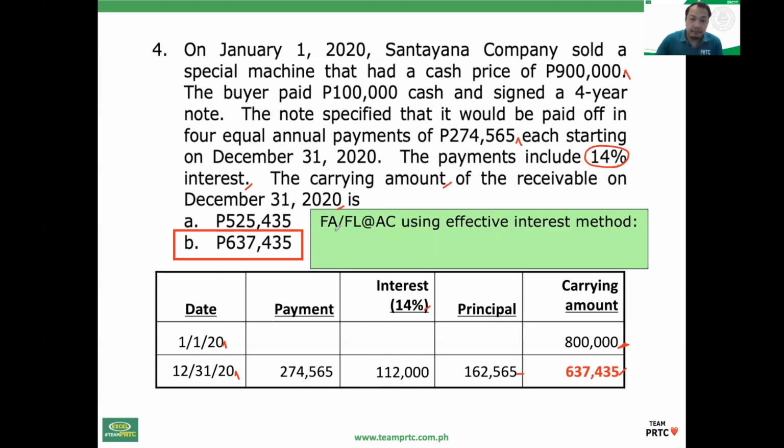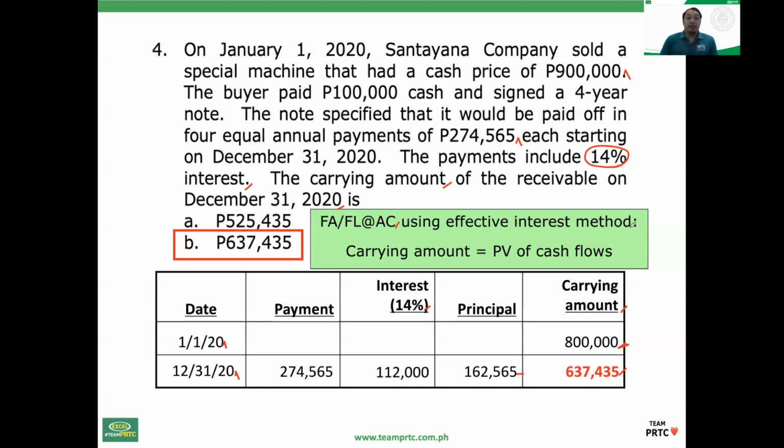Take note of this very important concept. If the FA, financial asset, or FL, financial liability, is measured at amortized cost using the effective interest method, the CA, the carrying amount, simply is the present value of cash flows. So yung cash flows discounted using the original effective rate. So by the way kapag measured at amortized cost, yung changes in interest rates, yung changes in fair value, irrelevant. Ignore. Cash flows, i-discount lang using the original effective rate. That's the carrying amount. Kapag ang measurement, amortized cost. At anong ginamit? Effective interest method.